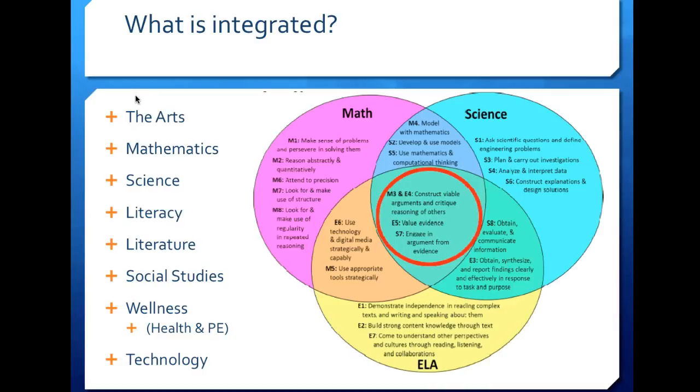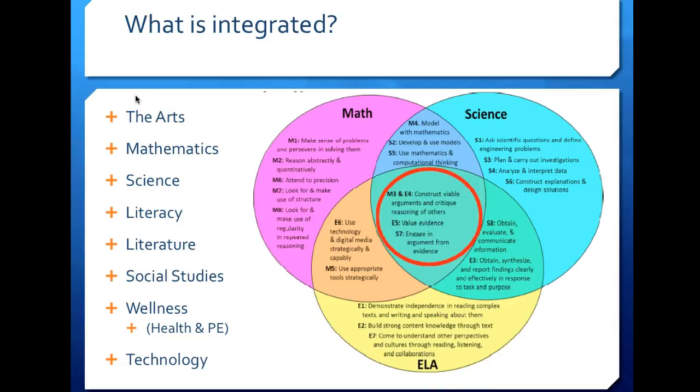So what is integrated? Well, everything. Integrated means putting things together. That means you're creating a color wheel with a variety of colors that all work together, some separately and some together. In this particular visual, you see math, science, and English language arts. What do they each have specific that are separate, and what do they have in common in the middle?